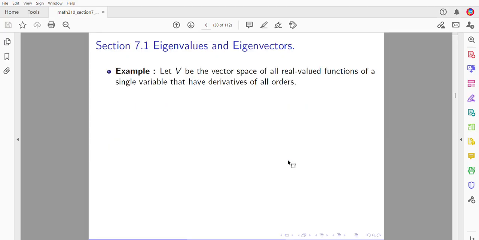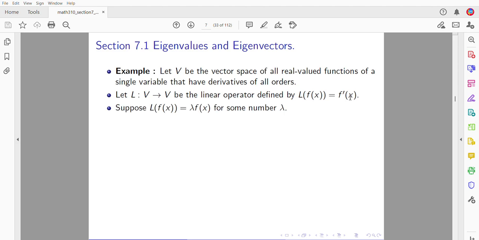Alright, let's look at another example. Let V be the vector space of all real valued functions which have derivatives of all orders. Suppose L is from V to V defined by the derivative of the function f. You want L of f to be lambda times f, for some number lambda. Now you may have seen something like this in a differential equations course if you have taken it. If you have not taken it, let's look at it now.